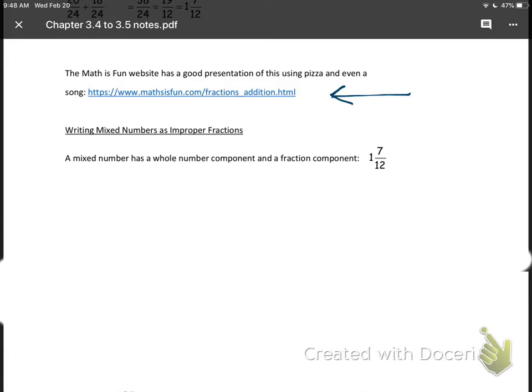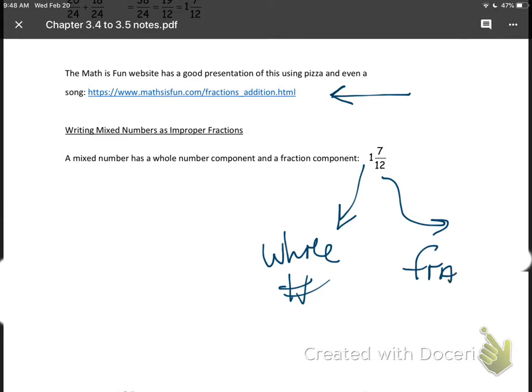Next they go into writing mixed numbers as improper fractions. You clearly want to point out that you have the whole number component, and then you have the fractional component. Depending on where your students are in the learning process, you may be using fraction strips to explain this, or other kinds of manipulatives. We're going to talk on the next slide about converting from mixed numbers to improper fractions and back again.